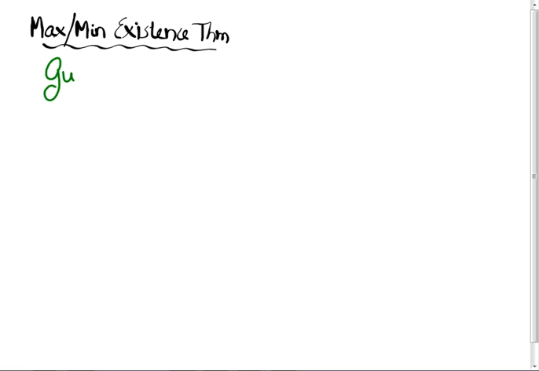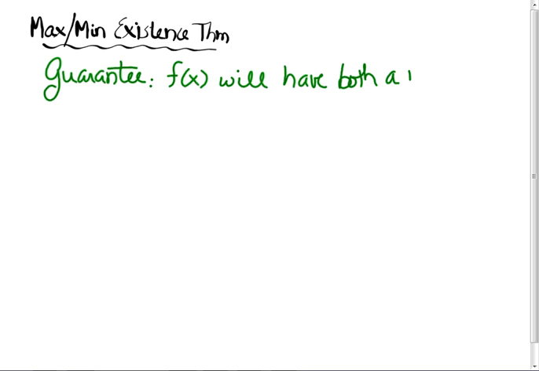Okay, this is a guarantee. This is a promise. Guarantee from calculus that f of x will have both a maximum and minimum value. Notice, I'm not talking about where, I'm talking about the value of the function. So make sure you read the problem carefully and answer the question.